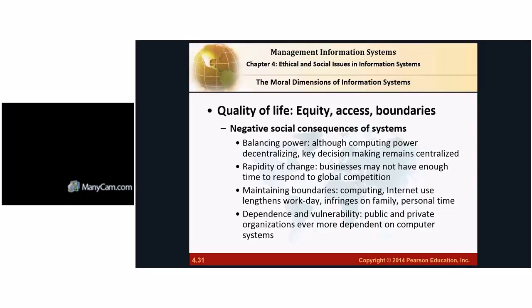Quality of life: equity, access, boundaries. Negative social consequences of systems. Balancing power: although computing power is decentralizing, key decision making remains centralized. Rapidity of change: business may not have enough time to respond to global competition. Managing boundaries: computing and internet use lengthens the workday and infringes on family and personal time. Dependence and vulnerability: public and private organizations are ever more dependent on computer systems.